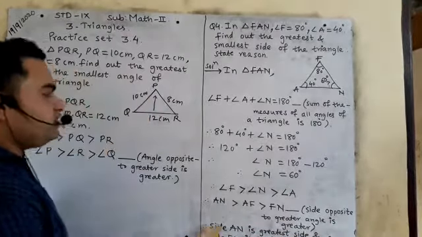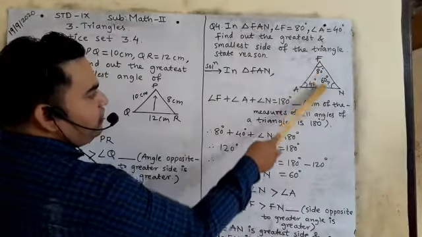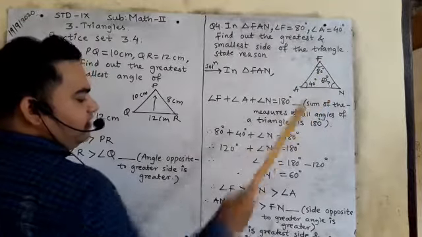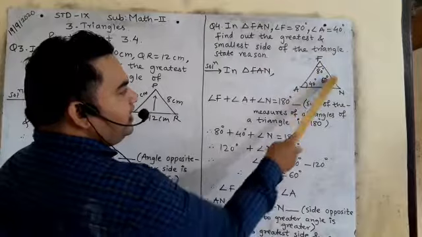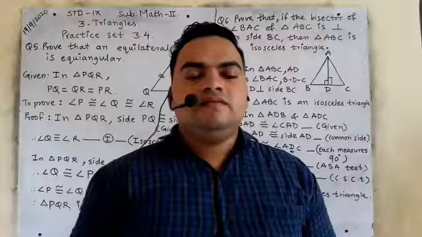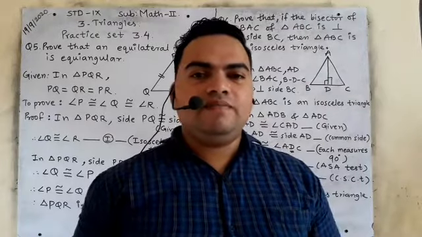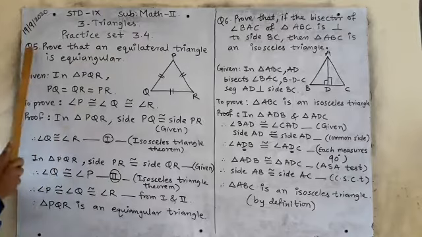Okay. So therefore side AN, which is the opposite side of angle F, will be the greatest side, and side FN is opposite to angle A. So FN is the smallest side. I hope you understood. Now we will see question number 5 and 6. Please look at the board. Practice set 3.4, question number 5.